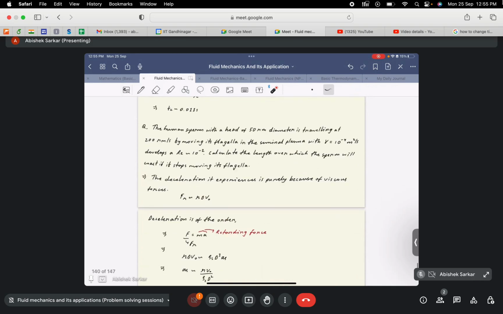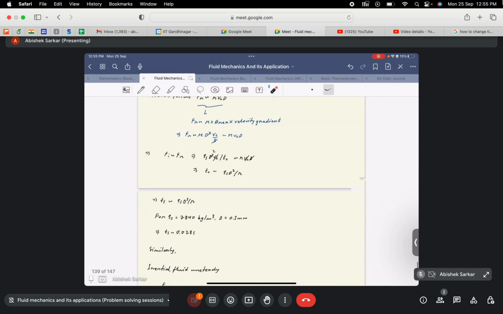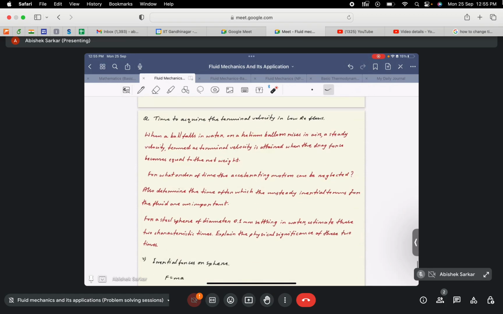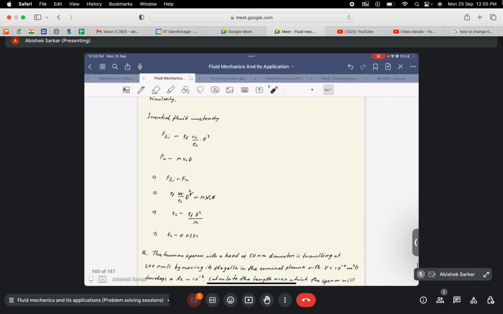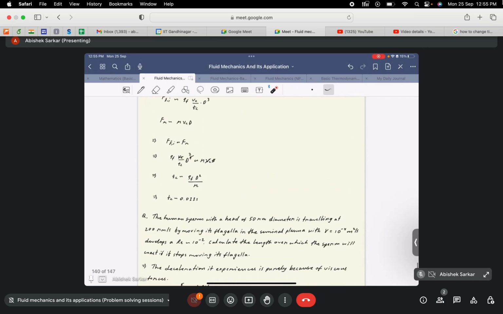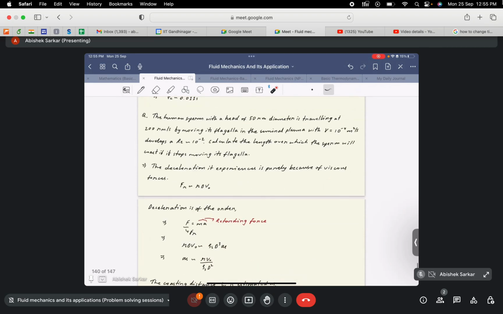Okay, let's take this example. These two examples are already discussed in the lecture by Professor Gupta. So I will be taking one of the examples, since we are discussing human sperm. Let us take that example itself. So, the human sperm.